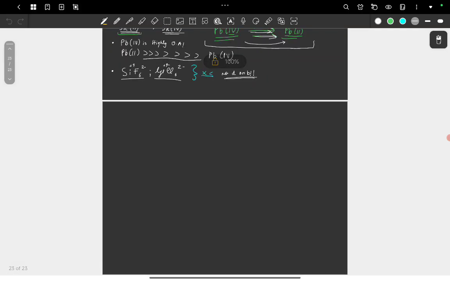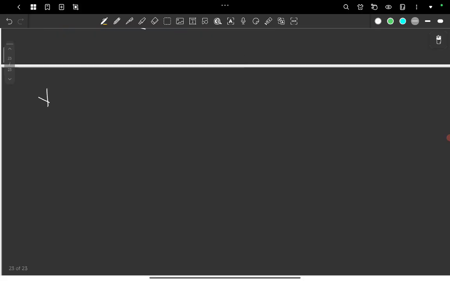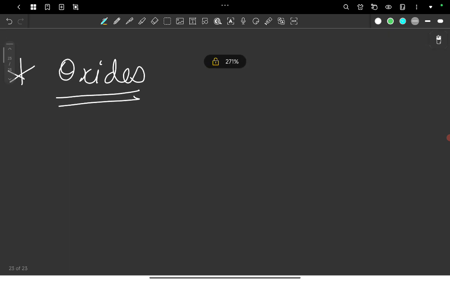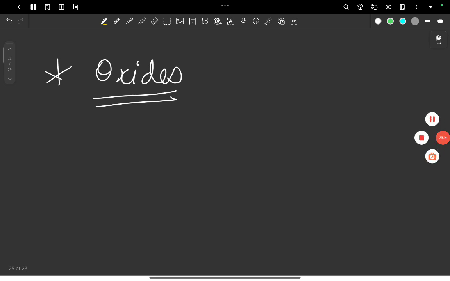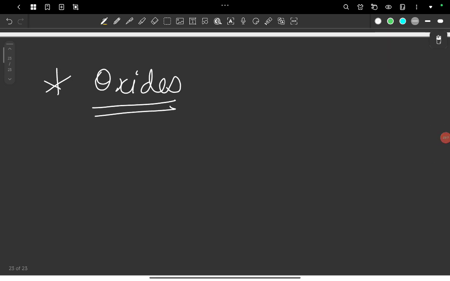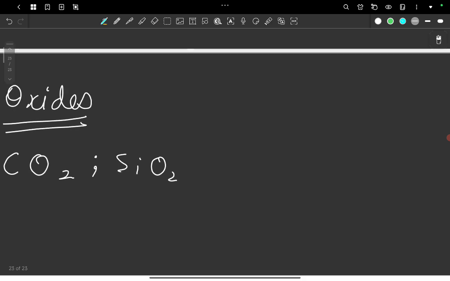Now let's talk about the oxides. Oxides are very easy to remember. Let me know if you want me to make a separate video for oxides of all the relevant elements of your syllabus. But for now, let's talk about group 14 only. If you say there's CO2 or there's SiO2, you know these are non-metals. So these oxides are acidic.